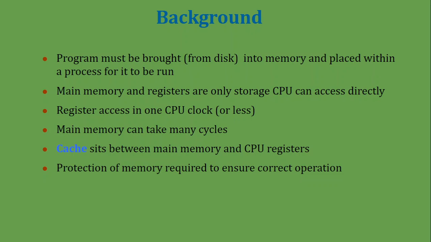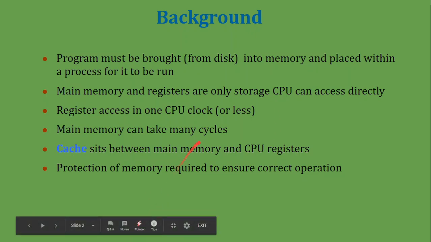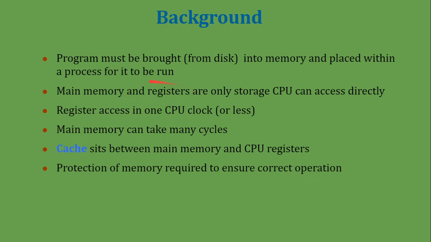We all know that the CPU can access only the processes which reside in the main memory or the registers. Registers are the smallest memory, and the fastest memory to access, and main memory is the next level before the secondary memory. In between is the cache memory.